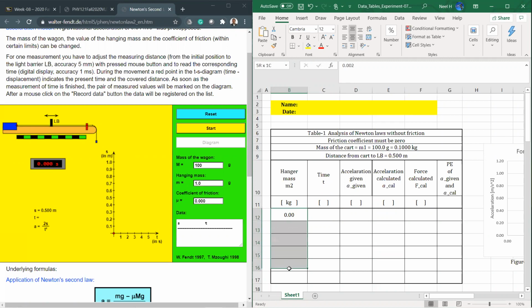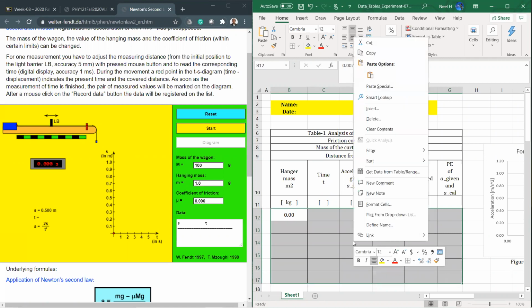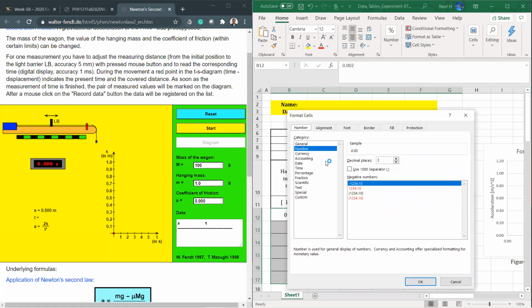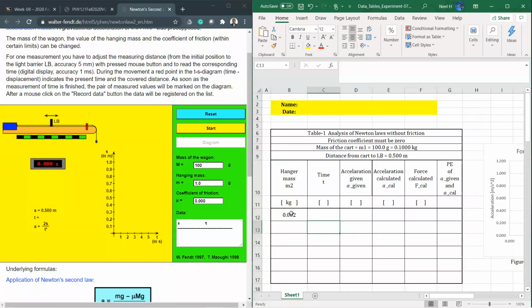If it's not visible here, what you have to do is select the whole data range, right click, format cells, numbers, and then it creates the decimal places at least to 3. Okay, then it will show up. And that's it. Then you click the start button.